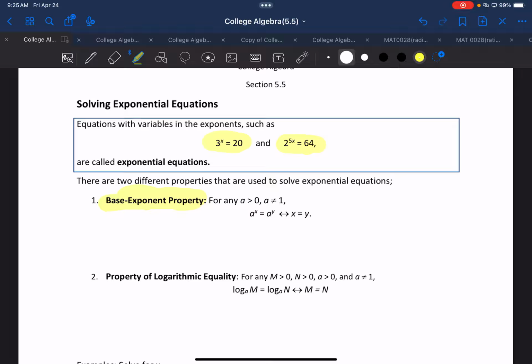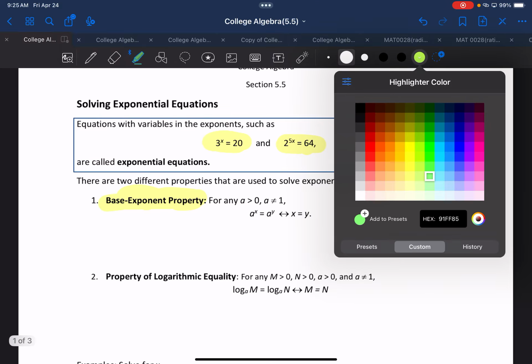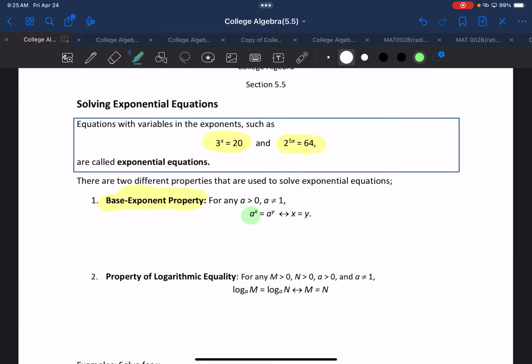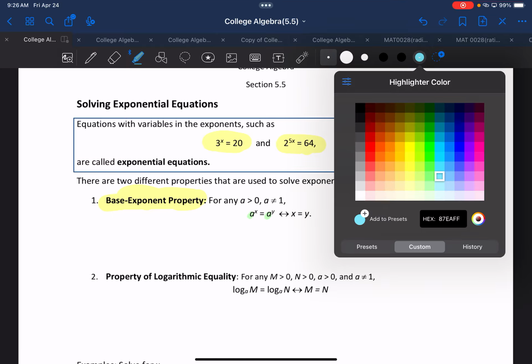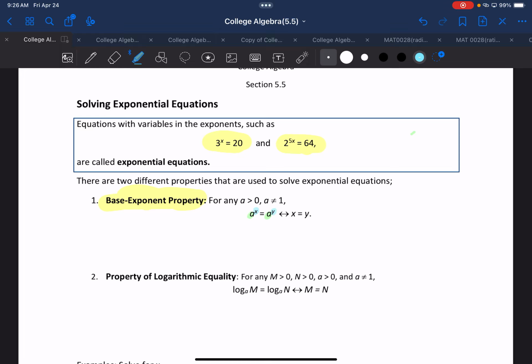What this says is that if I can get the bases to be the same on each side of the equal sign, like for example, a to the x power is equal to a to the y power. Well, if those two bases are the same, then obviously those exponents need to be equal. So I can just cancel the bases and set the exponents equal to each other.